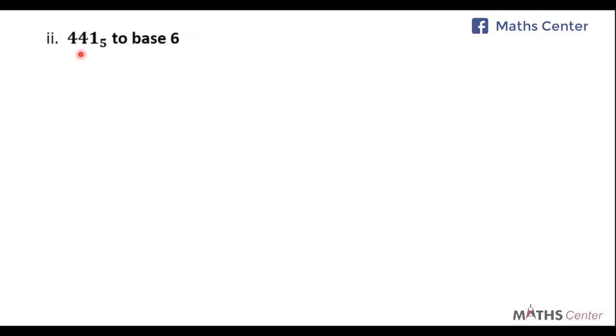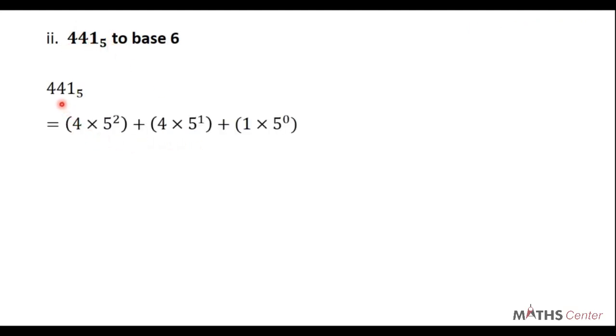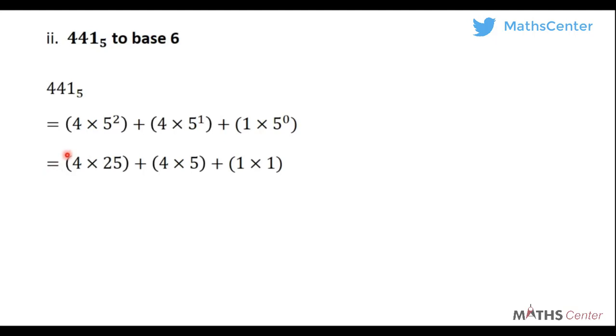We are converting 441 base 5 to base 6. So the first thing we need to do is to first convert 441 base 5 to base 10. So in converting that, we multiply 4 by 5, 4 by 5, then 1 by 5. Then you order the powers, so 0, 1, 2. So we have 4 times 5 squared, which is 25, plus 4 times 5 raised to the power 1, plus 1 times 5 raised to the power 0, which is 1.